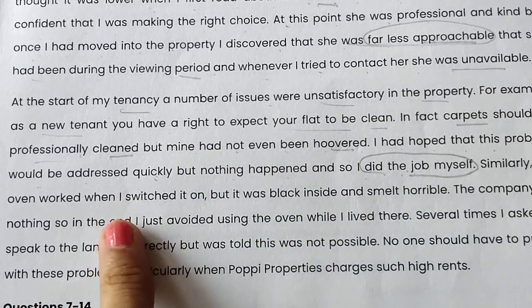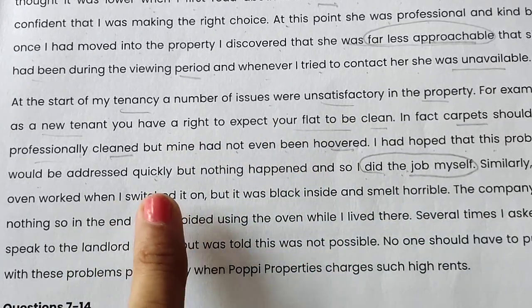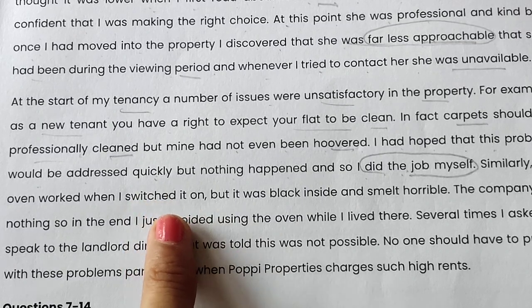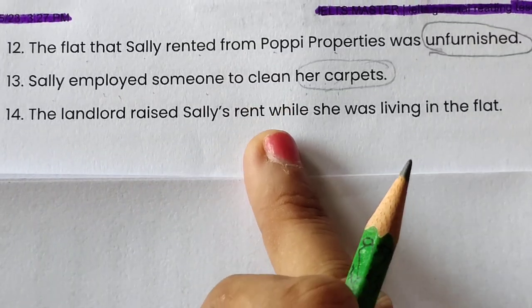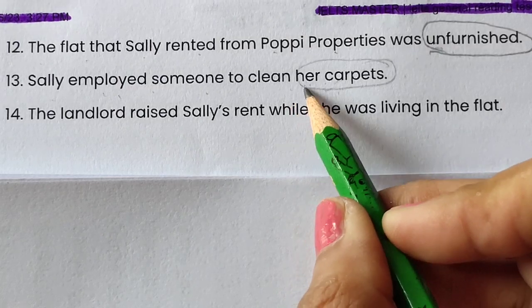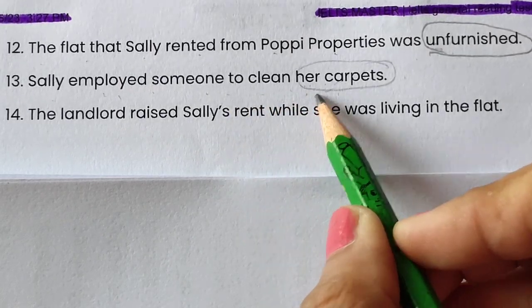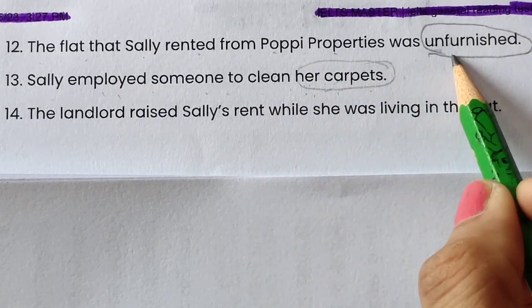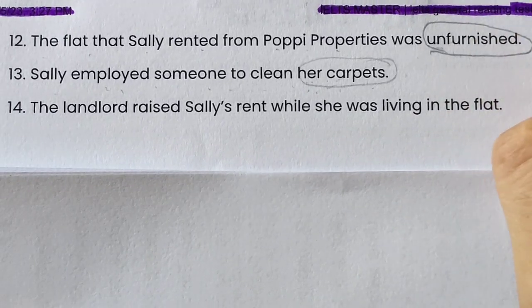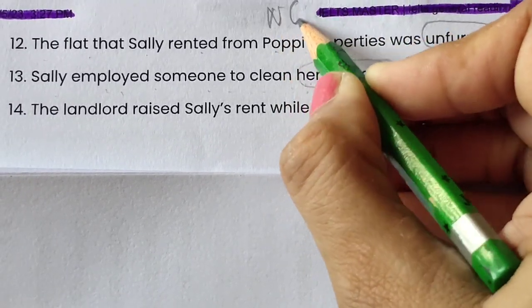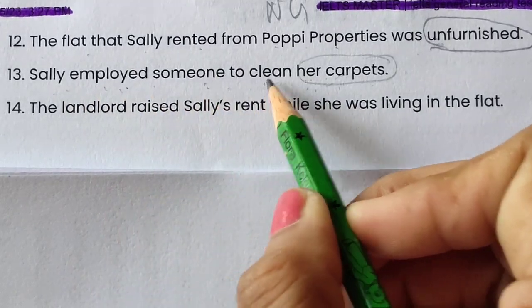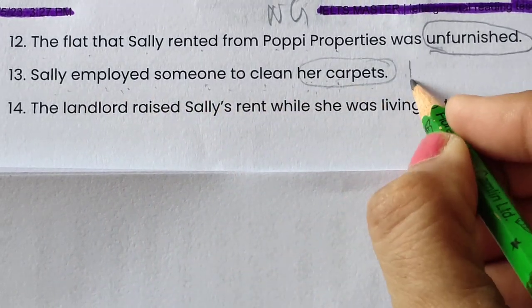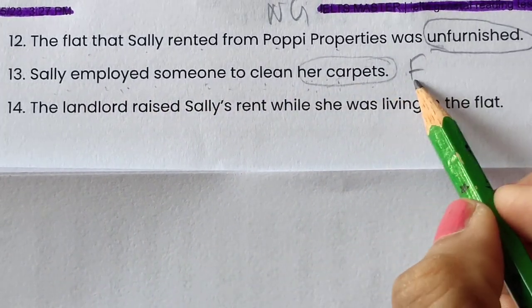Okay, so let's move on to the questions. Let's decide true, false or not given. So yes, they immediately start talking about carpet things, but they were not talking about whether it was furnished or not. So I will go with not given. And Sally employed someone to clear her carpet, so that is false because she had cleaned it herself.